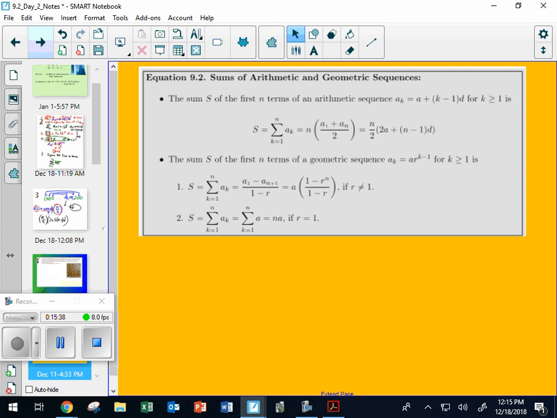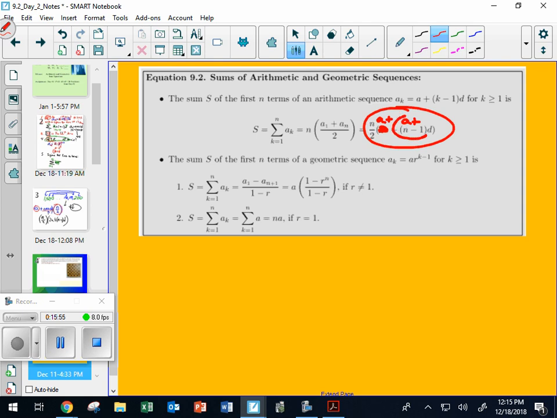(9.2) day 2. Here's the formula I just showed you a second ago, except I wish that this 2a was broken into a plus, and then this one, that's your other formula, a plus (n minus 1) times d. That way it's the first number plus the last number, and that's half of how many there are.